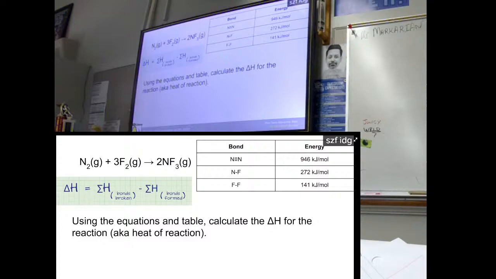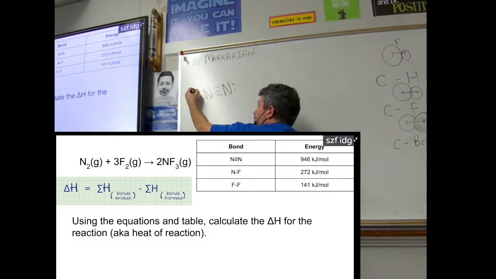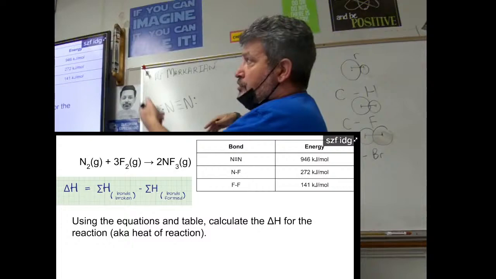So if I look at our equation, we have N2. If I draw N2, that's got the triple bond, and I can check it. This guy's got 8, this guy's got 8, they're sharing 6. Okay, and there's only one N2 in that equation. This is making nitrogen trifluoride.